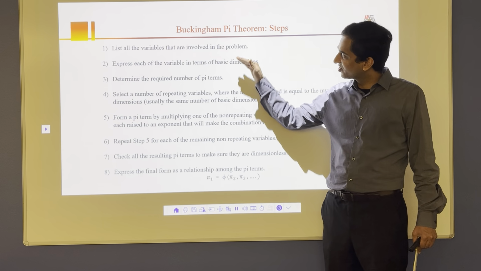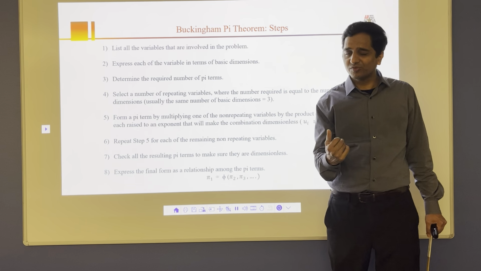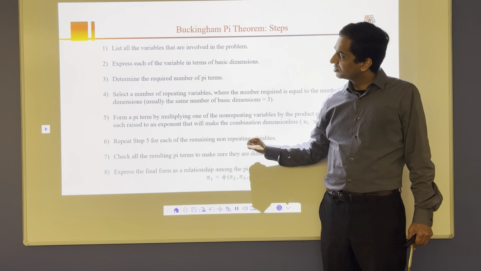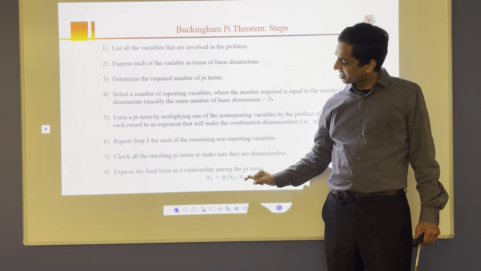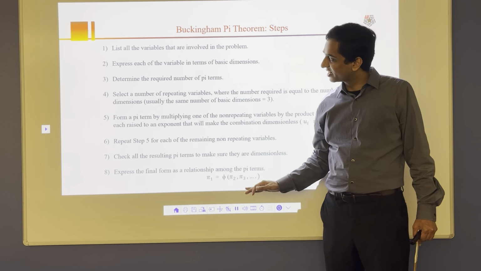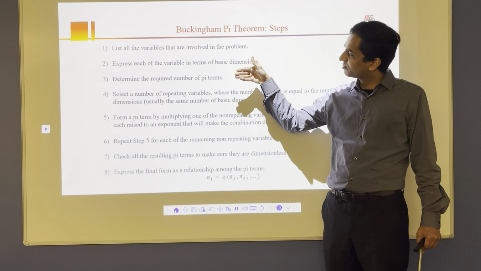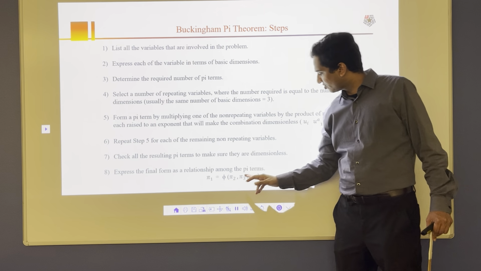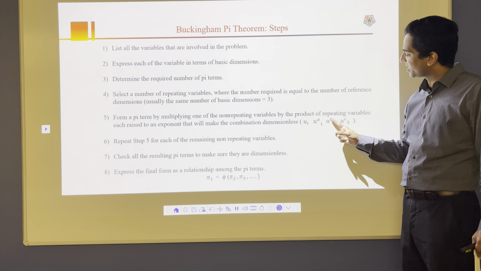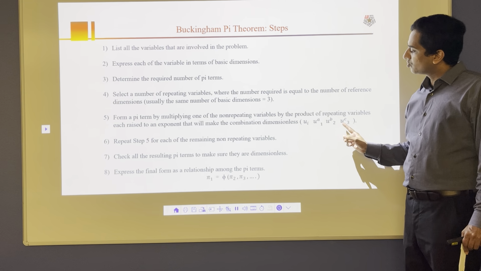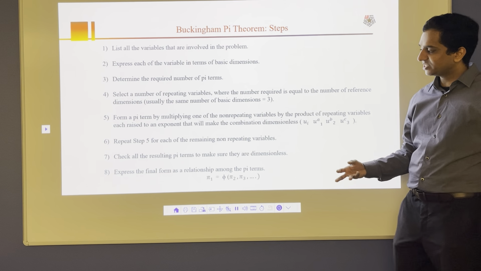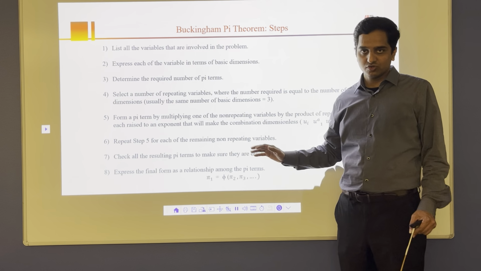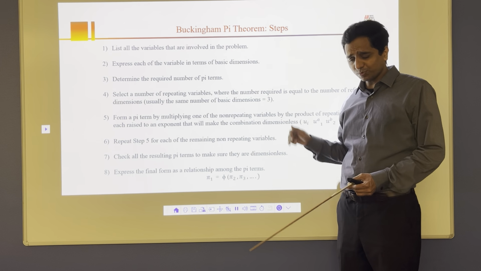So the first part says to use these 8 steps, and if you have done these problems, use these 8 steps and find out what these pi terms are. Here you start by listing all the variables, and then determine the required number of pi terms, follow the process, then you find the values of A, B, and C. Once you find A, B, and C, you make that combination dimensionless, and then finally you can write down your results. Pi 1 is a function of pi 2, pi 3, pi 4, and so on and so forth. That's the first part of the problem.